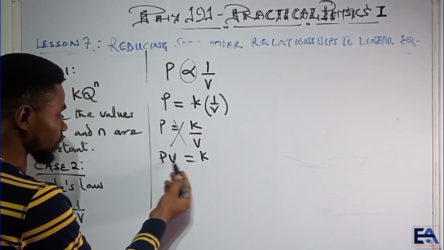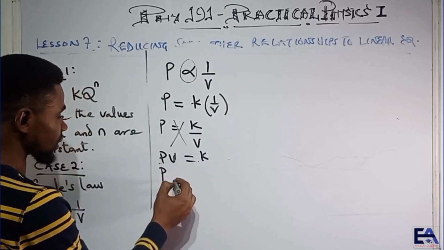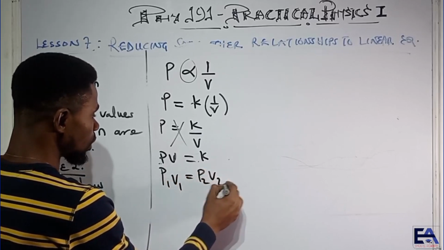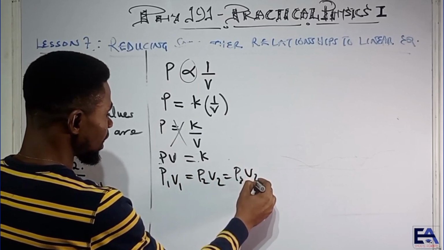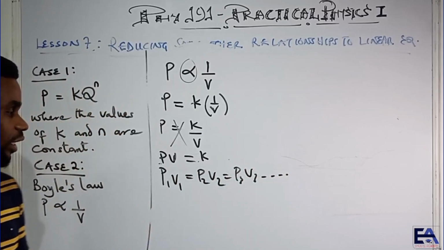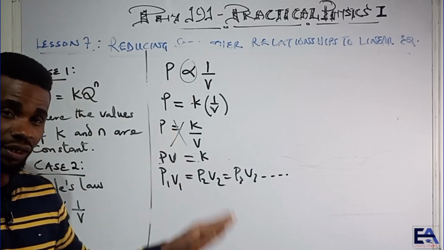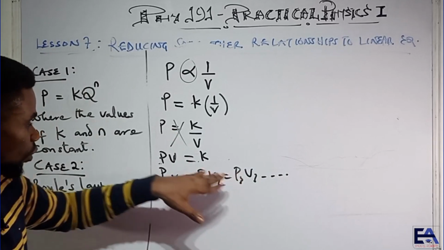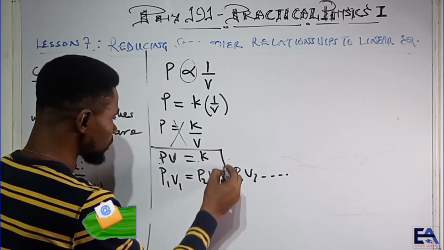That's what it means. Mathematics is trying to speak English: the product of pressure and volume is constant. So P1 V1 is equal to P2 V2 equals P3 V3, and so on and so forth. That's what you have. The product of pressure and volume will be constant. That is what happens when we have this kind of relationship.